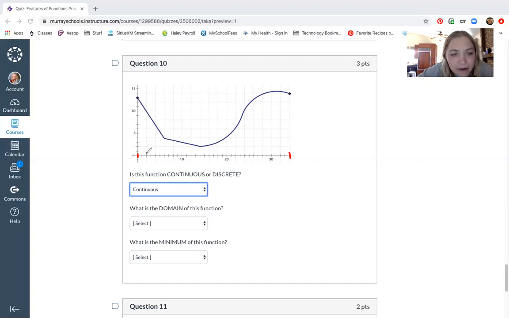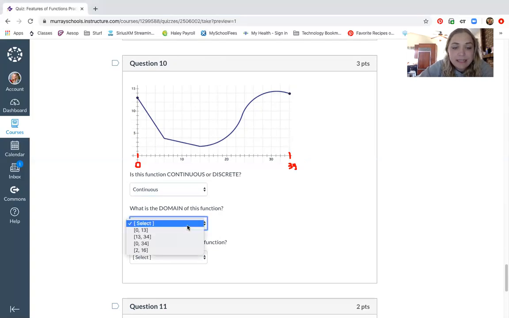What is this counting by? 1, 2, 3, 4, 5. So I think it's counting by ones. So that goes to 30. 1, 2, 3, 4. I can count. 34 is the furthest right it goes, and 0 is the furthest left that it goes. So my domain is going to have 0 to 34 as its option, right here.